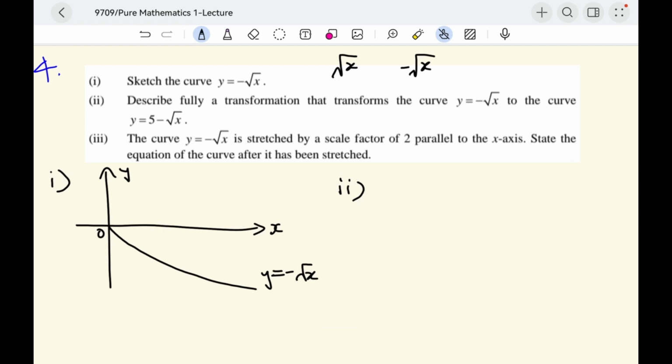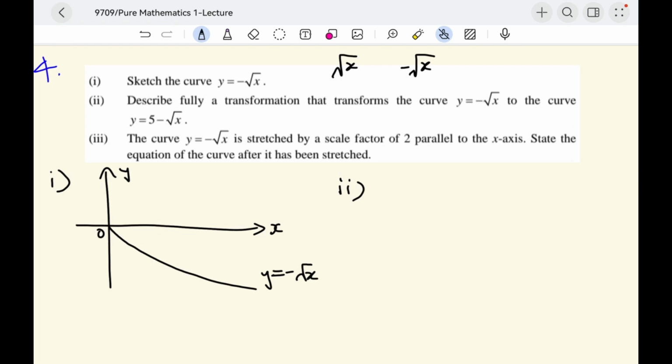Describe fully a transformation that transforms the curve y equals negative square root of x to the curve y equals 5 minus square root of x. Okay, so what's the difference between the original and the new one? You will see that there is a positive 5 in this new curve. So you will only have a translation since you move the negative square root graph upwards through 5 units.